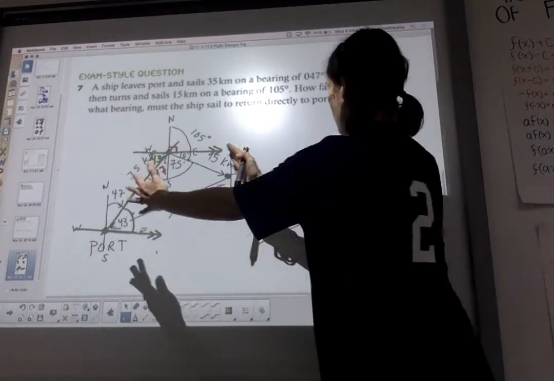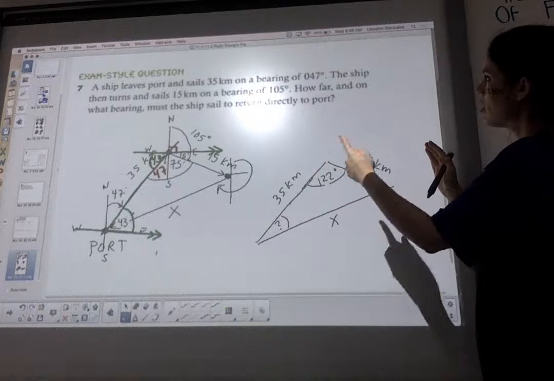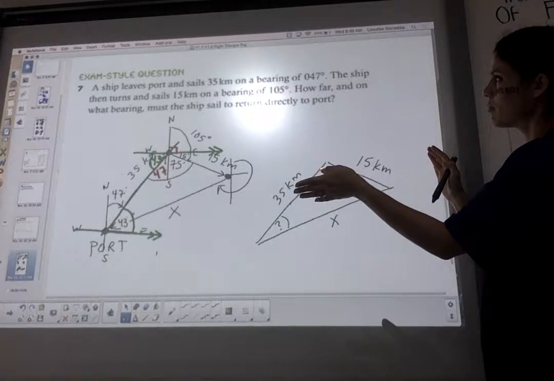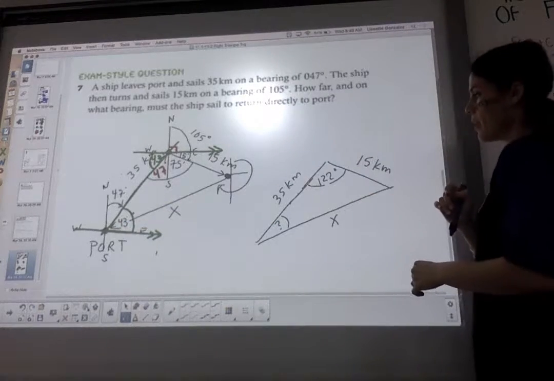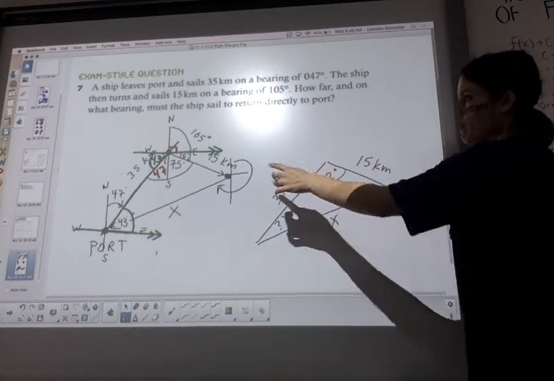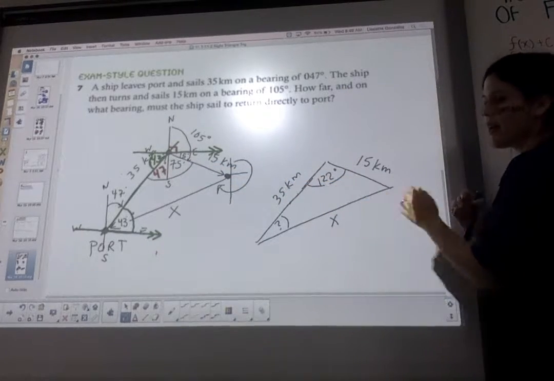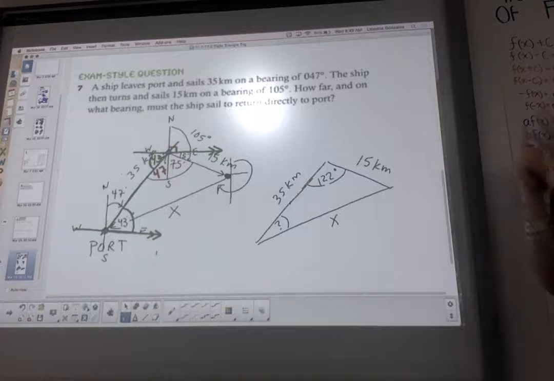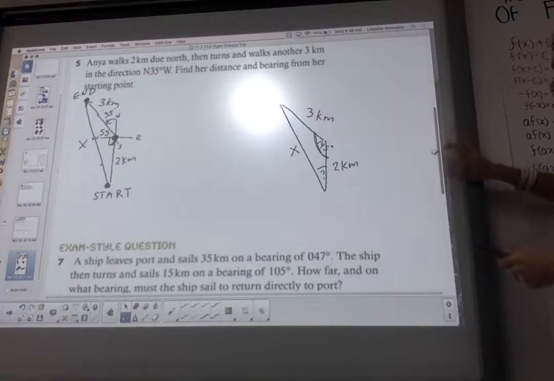Okay, so if you transfer this to a clean version, the question is, how far is he from the port? So x is what you want. So clean it up: 47 and 75 make 122. You have these two sides, and you want to know x. Can we use Pythagorean theorem? No. Can we use SOHCAHTOA? No. Can we use sine rule? No. You're going to have to use cosine rule for all three of these. Yeah, use cosine rule.